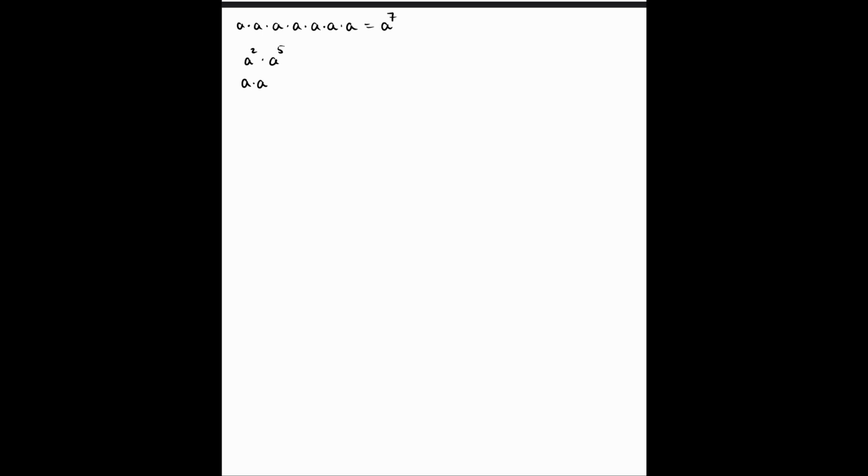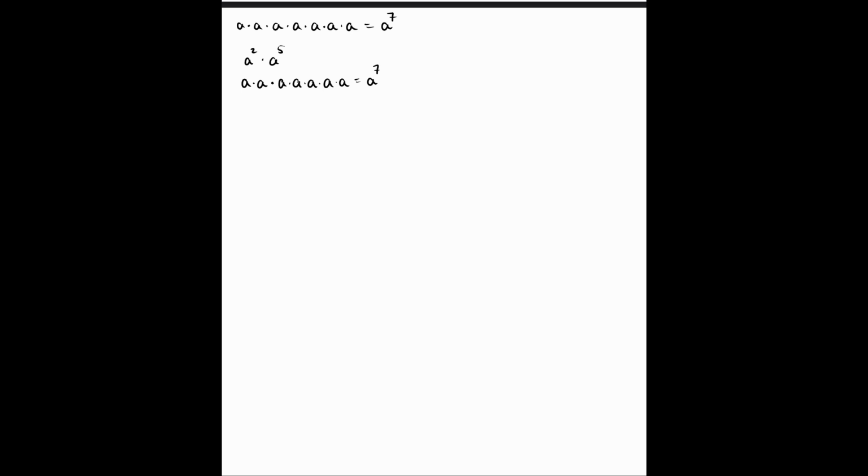So let's write that down. A multiplied by itself 5 times. And we're multiplying these two expressions. Well, if we look at that, that's exactly what we have written up top. This is a multiplied by itself 7 times. So we can actually rewrite this as a to the 7th power, just like we had at the beginning. Okay, interesting. Well, let's try out another example.